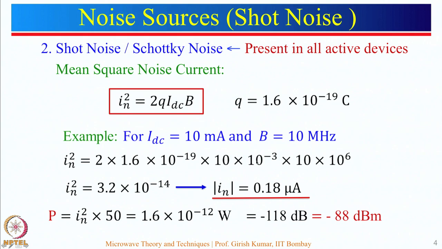So IN square will decrease correspondingly by 10 times, and that means noise power will also decrease by about 10 dB, which will be about minus 98 dBm. So please remember, when we are designing a low noise amplifier, we have to really be very sure that the noise power generated by the amplifier should be as small as possible.